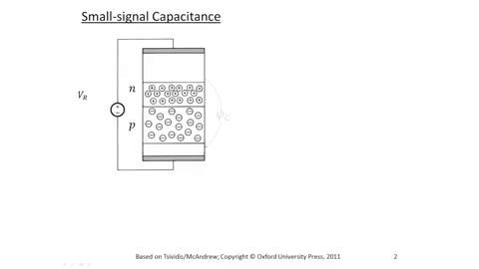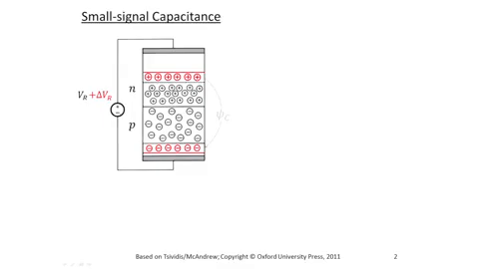Now we're going to augment the reverse bias by a small amount delta V sub R, like this. And the question is, what will happen to the charges? Of course, the total reverse bias is larger, so the charges on each side of the depletion region will increase. So on the N side, additional donor atoms will be uncovered and contribute to an extra positive charge. And on the P side, additional acceptor atoms will be uncovered and contribute to the total negative charge.